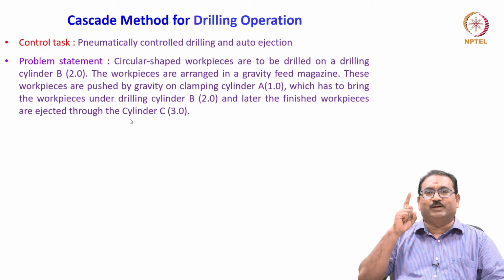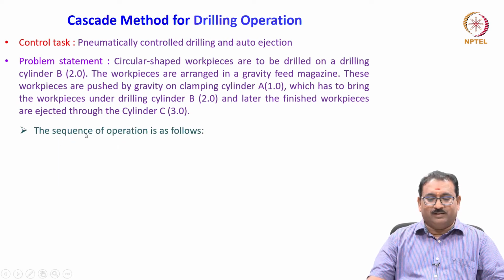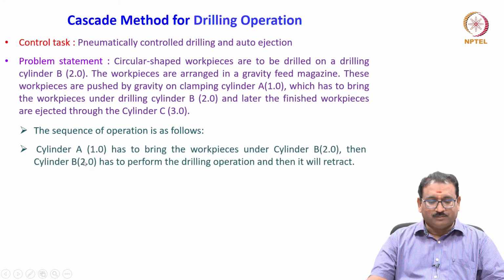Understand the problem statement, very important. Three cylinders are there: cylinder A, B, C now. The sequence of operations is as follows. Cylinder A 1.0 has to bring the workpieces under cylinder B 2.0. Then cylinder B has to perform the drilling operation and then it will retract.